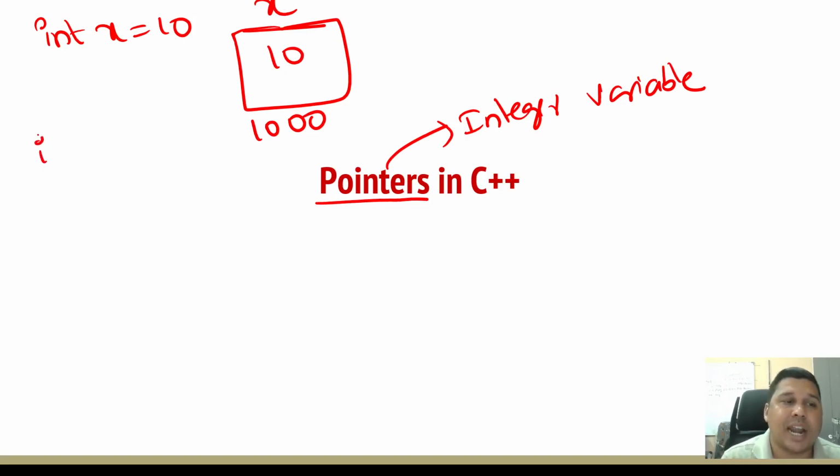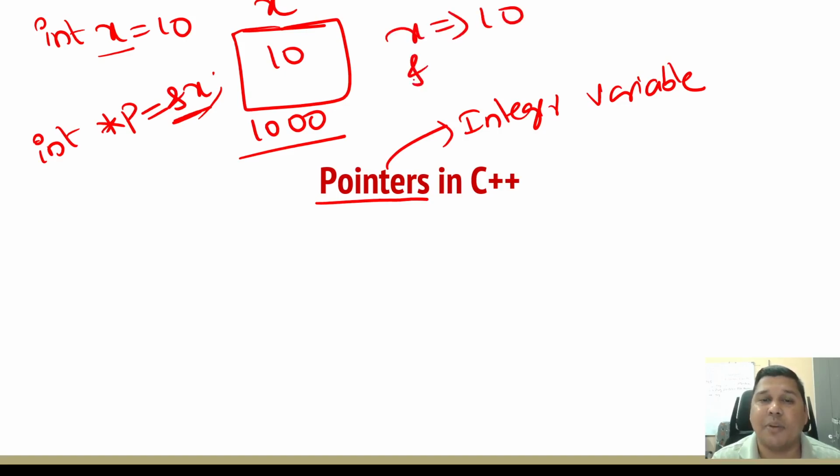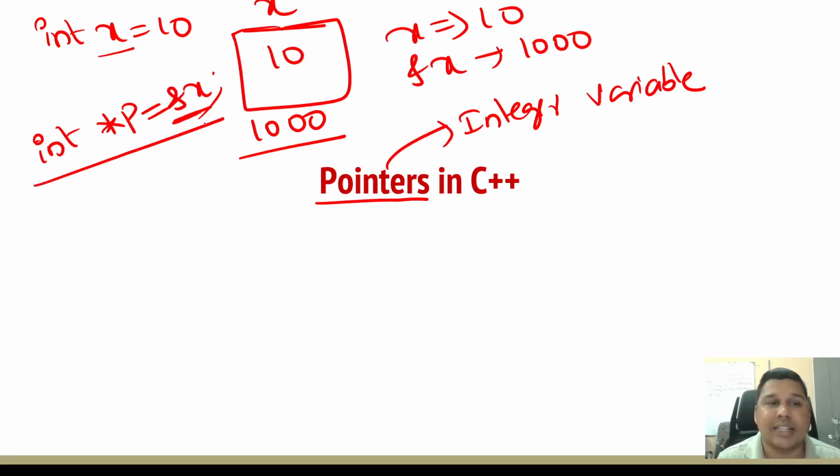It is an integer variable which will store the address of another variable. So I am creating another variable here. The difference between a normal variable and a pointer variable is we have to use a star in front of it, equal to ampersand x. We know ampersand x will give us the address of variable x. If I print x, it gives me 10. If I print ampersand x, it gives me 1000, because that is the address of the variable x. So we can write it as int star ptr equal to ampersand x.